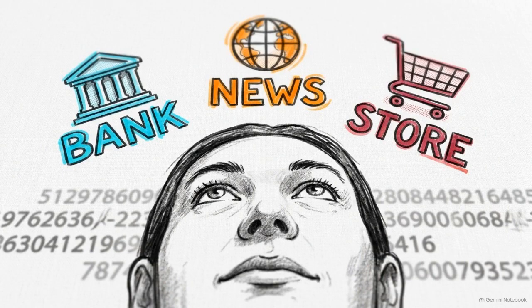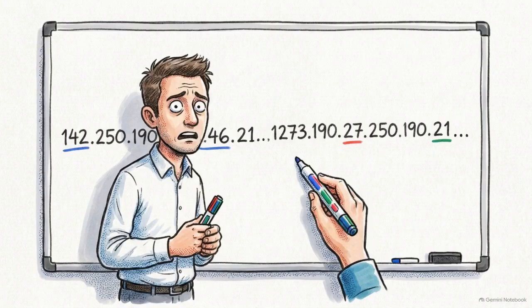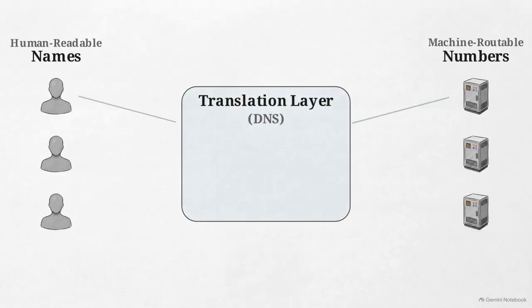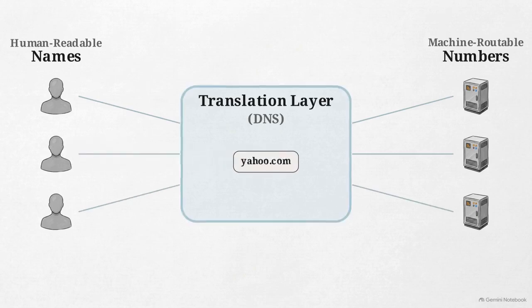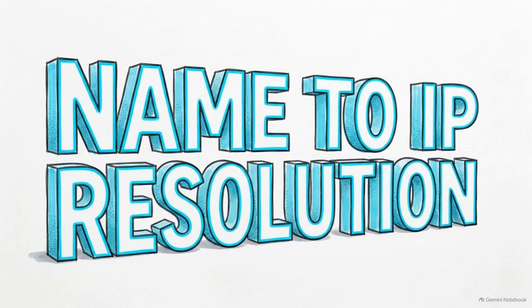Humans, by contrast, are optimized to remember labels and names rather than long, abstract sequences of digits. With millions of active websites currently hosted on the internet, memorizing the specific IP address for every destination is a cognitive impossibility for the average user. To make the network usable, engineers developed a translation layer that bridges this gap between human-readable names and machine-routable numbers. That translation layer is the Domain Name System, or DNS.